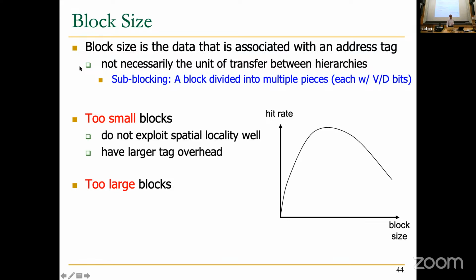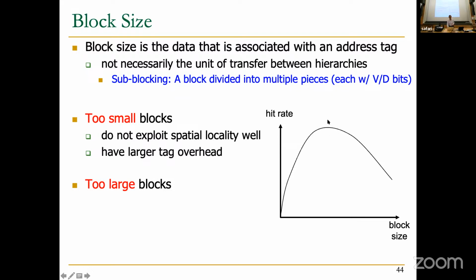So if you have too small blocks, each block doesn't exploit spatial locality well because the block is smaller, 8 bytes, for example, or 1 byte, let's say. And you have larger tag overhead, clearly, right? So basically, that's why your hit rate is low. And as you increase the size of the blocks more and more, you exploit spatial locality better.